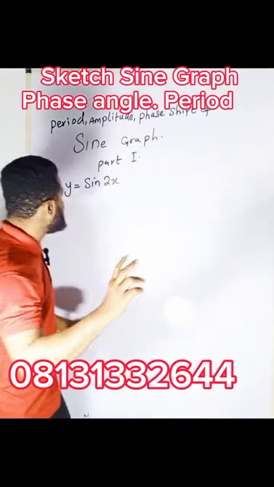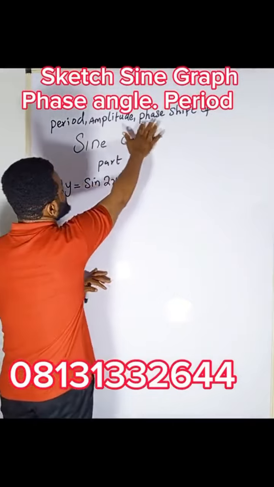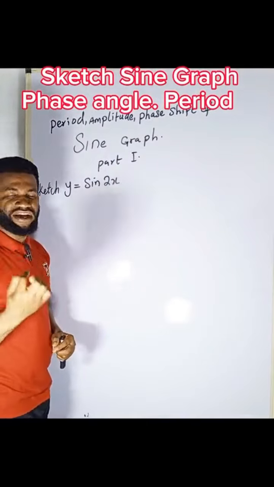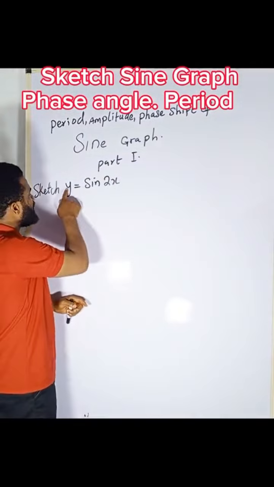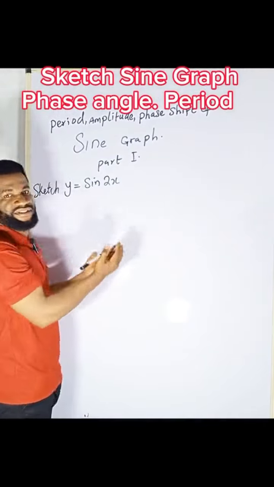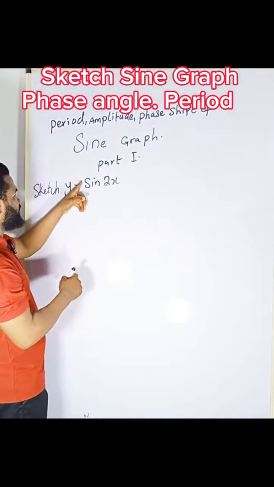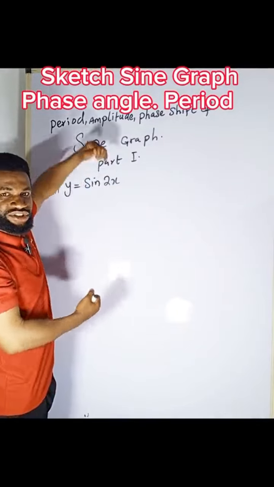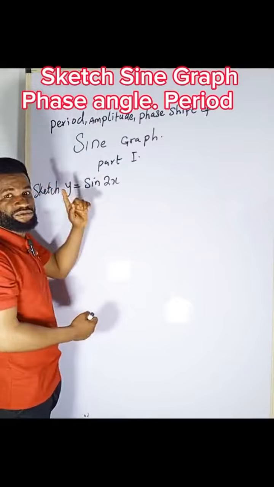Come to this class, a very special class: period, amplitude, phase shift, vertical shift, and so many things about the sine graph. Let's start off with this. You have y equal to sine 2x. First of all, how do we sketch this? Realize that the amplitude is just 1, so it is stretched in the vertical direction by just 1.